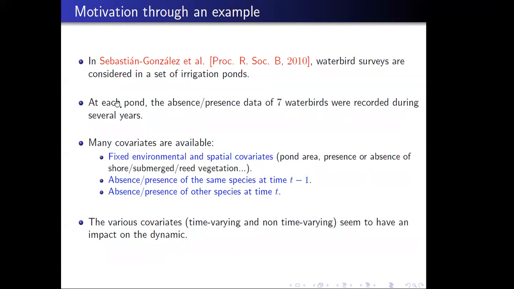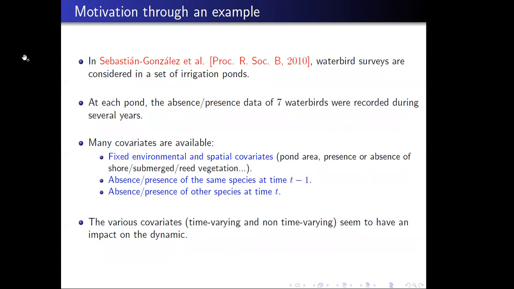So it's an example taken from a paper in ecology, in which they look at some surveys about the absence or presence of some water birds at different irrigation ponds. So at each pond, we record the presence of these water birds during several years. And we have many covariates at hand.